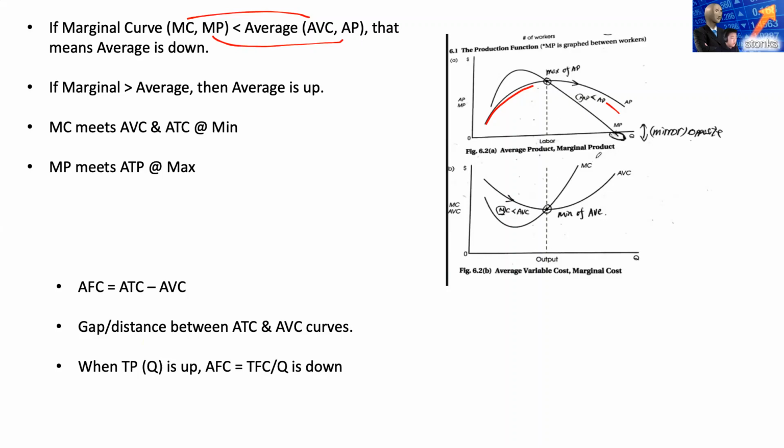And when we talk about average fixed cost, we just said it's the distance between the average total cost and average variable cost curves. So when the total product or the quantity is going up, the average fixed cost is going down, since the total fixed cost is never going to change, but the quantity is changing, so it's going to steadily decrease.